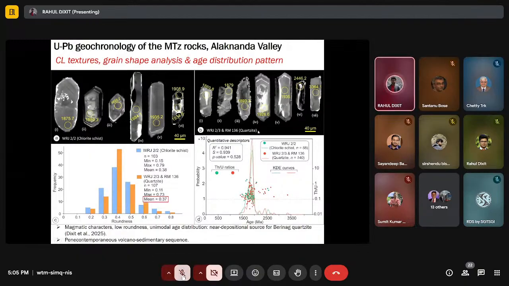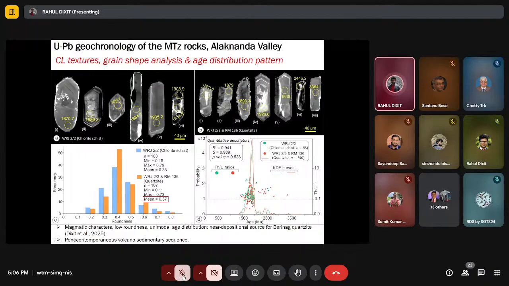So we can say that the quartzites basically show a very euhedral kind of shape, with very little rounding seen here. We did the grain size analysis and compared the roundness of the quartzite zircons with those of the chloride schist, and we could see that the roundness of the zircons within the quartzite shows a mean value of 0.37, which is a very low value. This shows the low roundness of the euhedral zircons present within the quartzite.